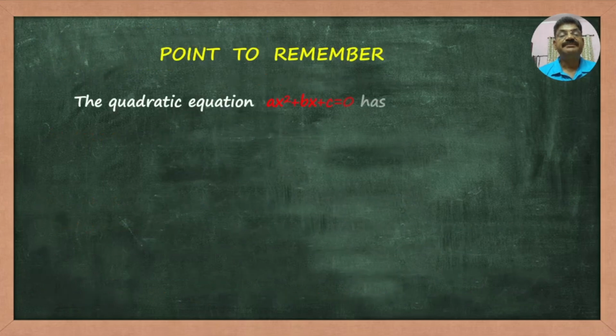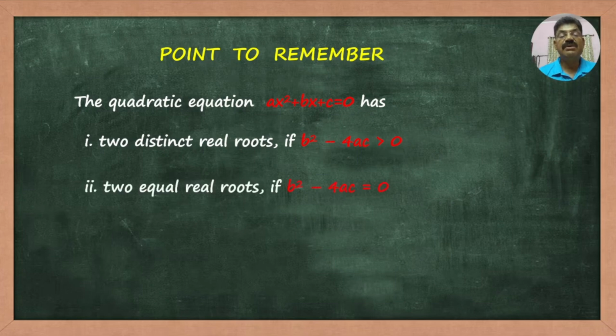Point to remember. The quadratic equation ax square plus bx plus c equal to 0 has two distinct real roots if b square minus 4ac is greater than 0. Two equal real roots if b square minus 4ac is equal to 0. No real roots if b square minus 4ac is less than 0, because we will have a negative number in the radical sign.